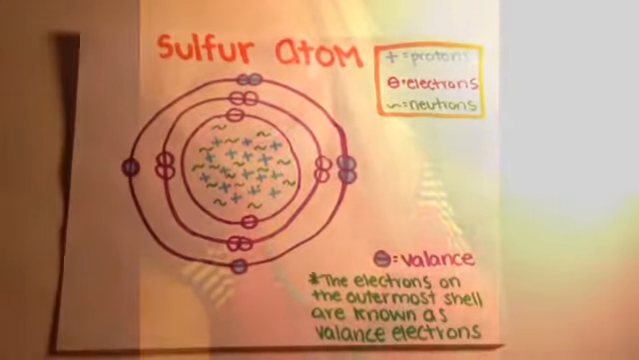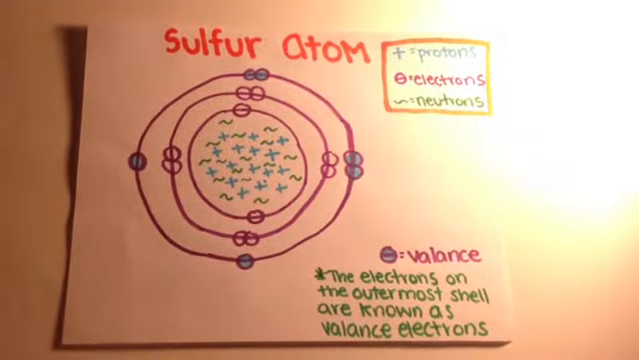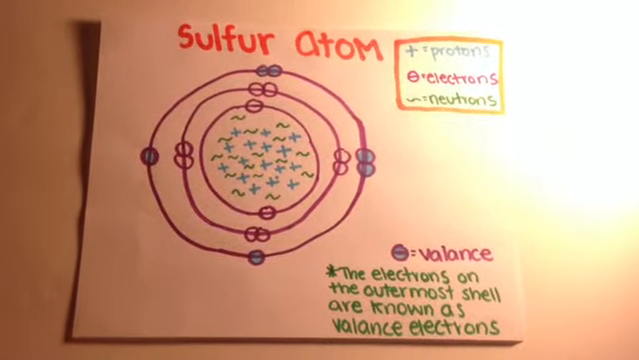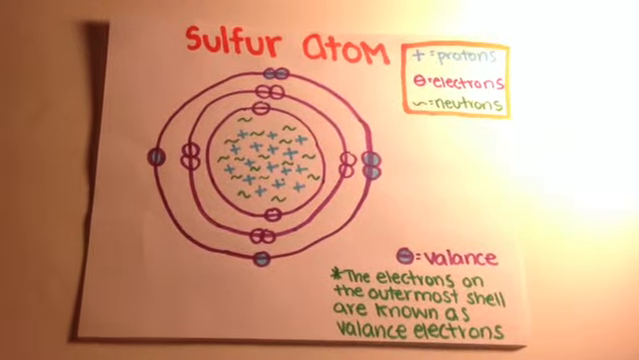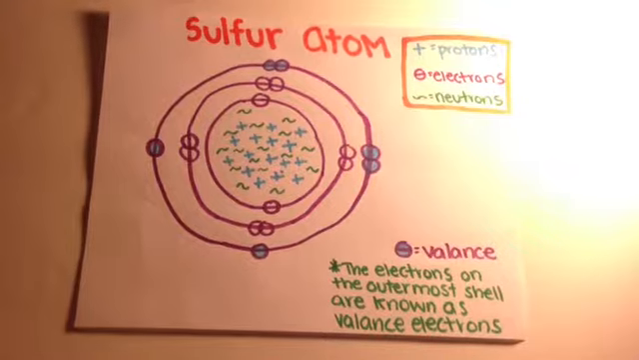Crazy, right? Our number of neutrons might not always be the same as our protons and electrons. We just got lucky. This is what our sulfur atom might look like. In the nucleus, it has 16 protons, 16 neutrons, and on the shells, there are 16 electrons.